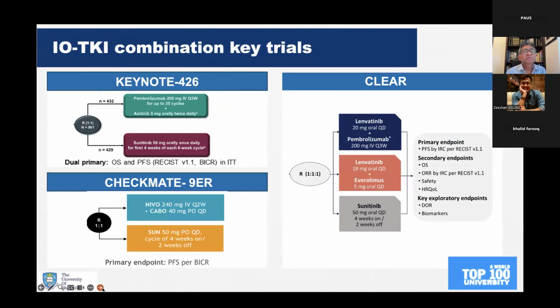So if you look at the IO-TKI combinations, KEYNOTE, for example, pembrolizumab plus axitinib versus sunitinib, or CheckMate, Nivo-Cabo versus sunitinib, or CLEAR, which was lenvatinib plus pembro, or lenvatinib plus everolimus, or sunitinib. What is important here? KEYNOTE-426. If you remember a few years ago, I'm sure many of you would have been at ASCO, where it was presented in a brilliant presentation with a hazard ratio of 0.54. But as the data matures, when it was presented again a couple of years ago, the hazard ratio turns into 0.84.